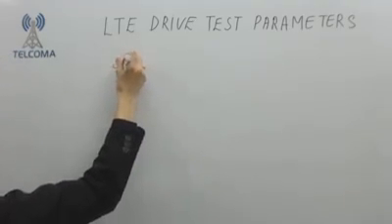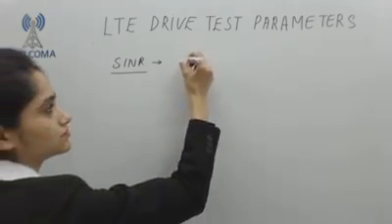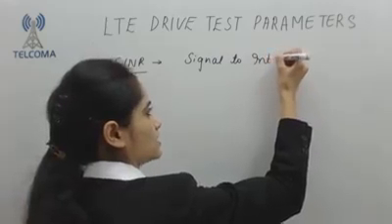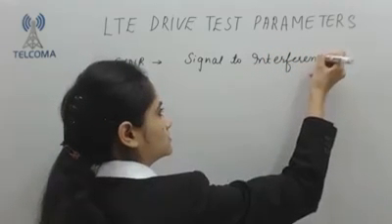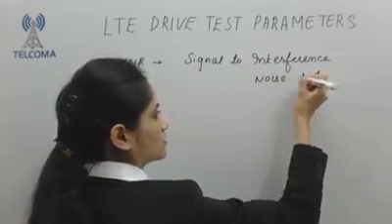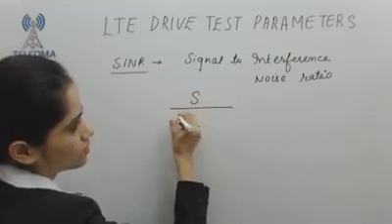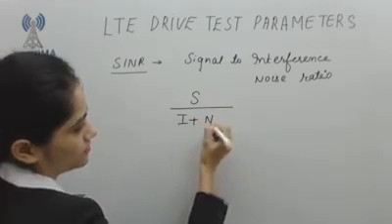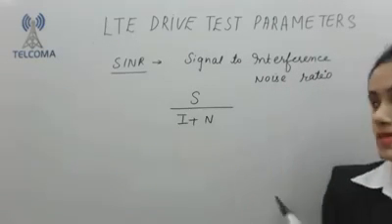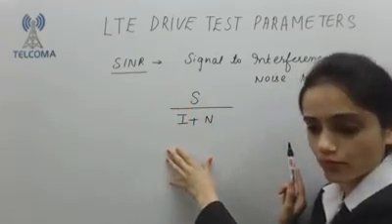The third parameter is SINR, which is signal to interference and noise ratio. It is S upon I plus N. As signal to interference and noise ratio, that means signal to interference and noise, and it is in a ratio proportion.